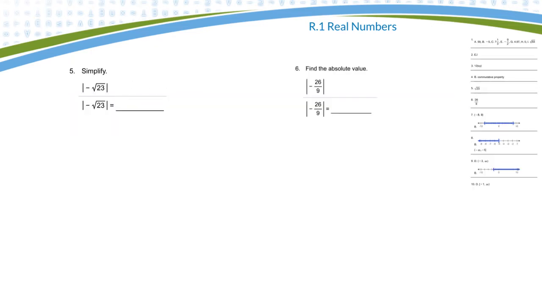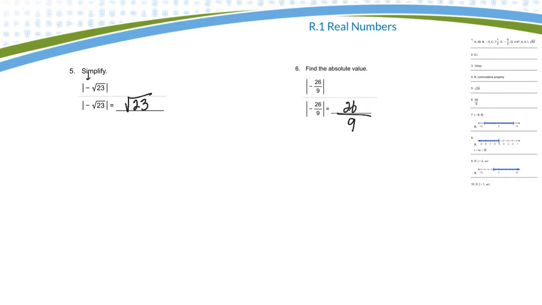All right, next question. Simplifying absolute value numbers. So if I have the absolute value of something, it's basically saying how far from zero are you? And really, when you're doing it, you basically just take the negative out. So the absolute value of minus the square root of 23 will just be the square root of 23. So there's no sign in front of that. Okay, for this next one, same thing. The absolute value of negative 26 over 9 would just be 26 over 9.